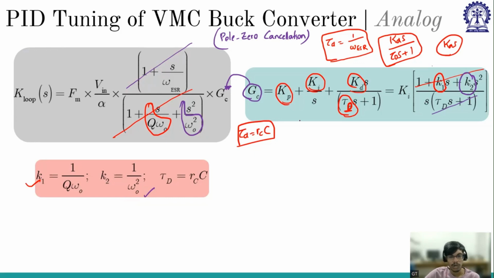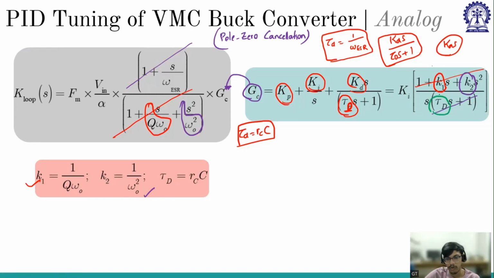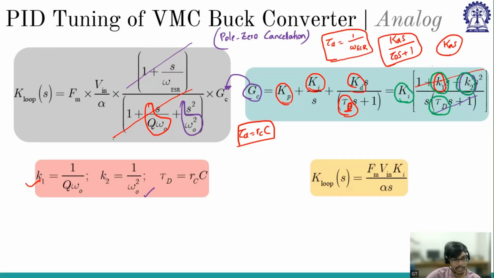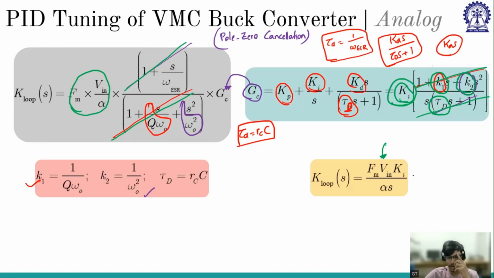Now, what are the unknowns I got? I found tau D, I found K1, I found K2. Only Ki is left, right? But if you consider K loop of S, this denominator is completely gone, this numerator is completely gone. In GC, the numerator is gone, the denominator is gone. What is left? Fm into Vn by alpha is left, and in GC, Ki is left. Agree?